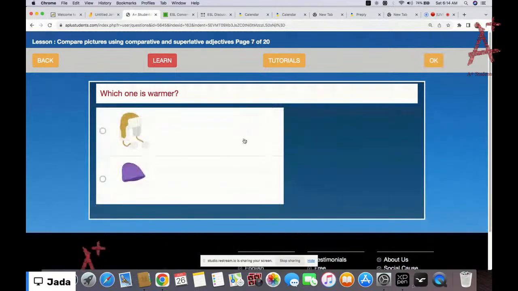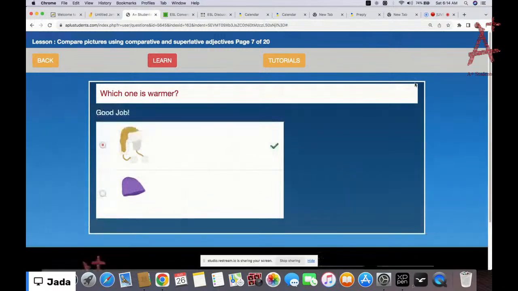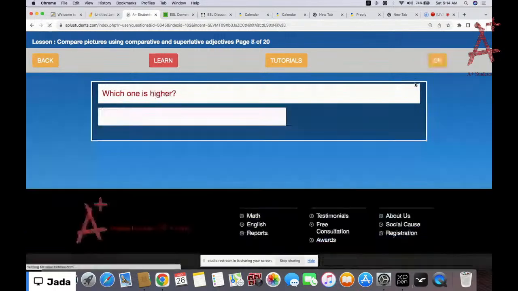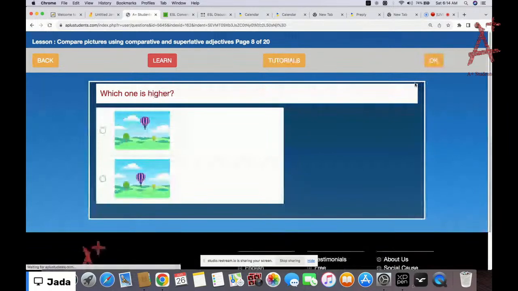Which one is warmer? Is it going to be the first or the second? So, the first one is warmer, the second is less warm. Now, which one is higher? The first or the second? Let's look at the first one.